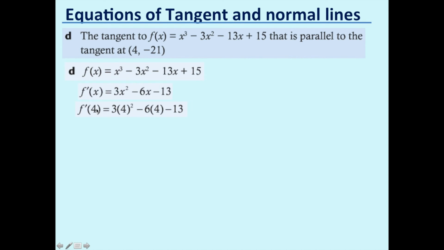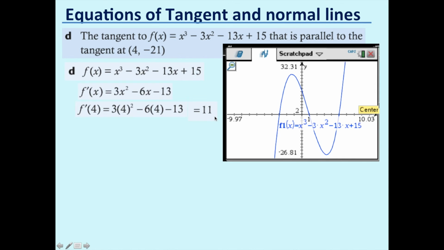So the first thing we're going to do is find the gradient here. So for f dash x, we're going to substitute in 4, which is going to give us the gradient, which is 11. So we know that the gradient of the tangent parallel to the tangent at 4, negative 21 is going to be 11. Again, you wouldn't necessarily draw this, but just to give you a rough idea, when x equals 4, there's a curve with a gradient here, and somewhere over here there's going to be some curve with the same gradient.